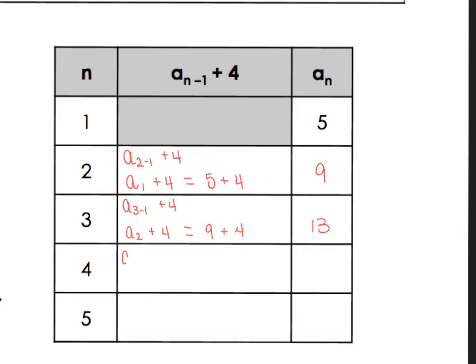Again, we have a sub 4 minus 1 plus 4, which becomes a sub 3 plus 4, and that becomes 13 plus 4, which is 17. And then you could probably see the pattern here for our last one. You could even skip to the whole thing where you know it's the term before it plus 4, and we get 21.